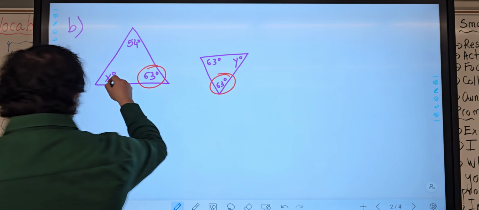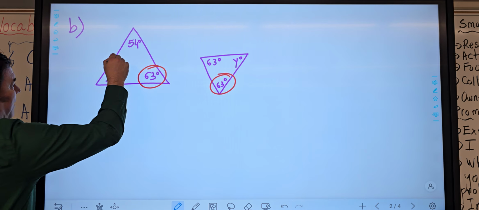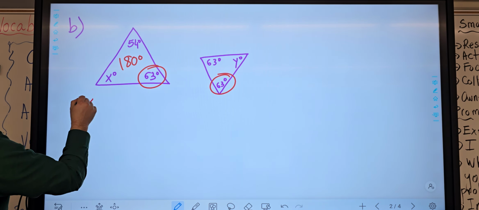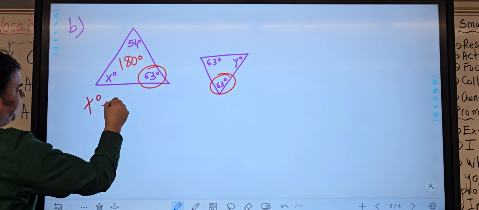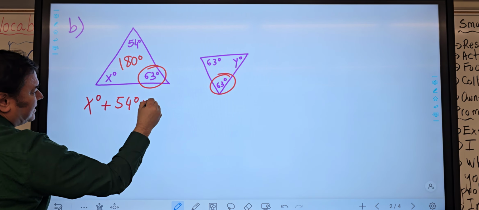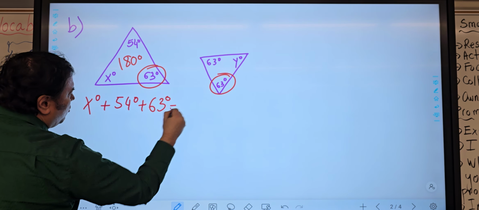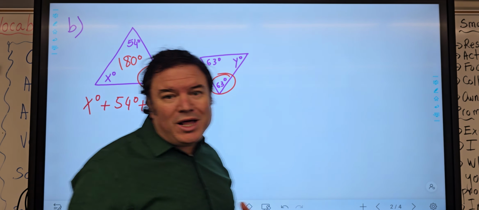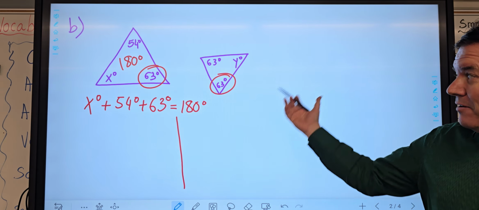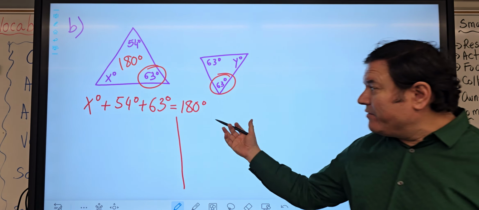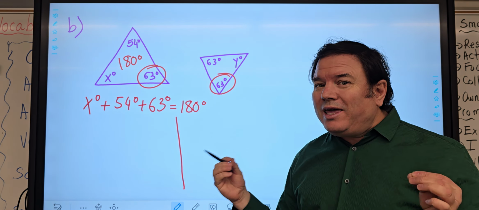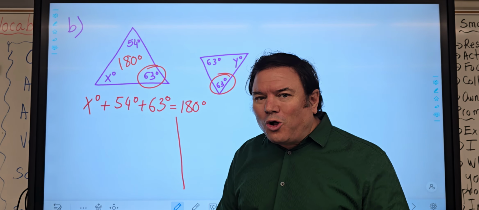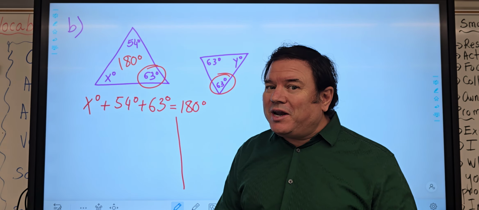Now we know that all the angles in any triangle add up to 180 degrees. So let's add all of these three angles. So we have x degrees plus 54 degrees plus 63 degrees equals 180 degrees. Okay? And now let's solve for x and find the value of that angle. Okay? Now we have a multi-step equation. That's why equations are so important. I've been telling you over and over. We need to know how to solve multi-step equations because they're very applicable.